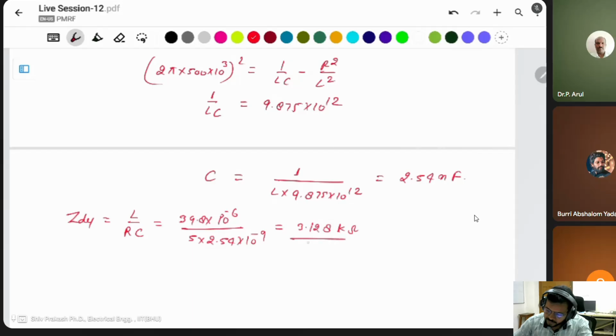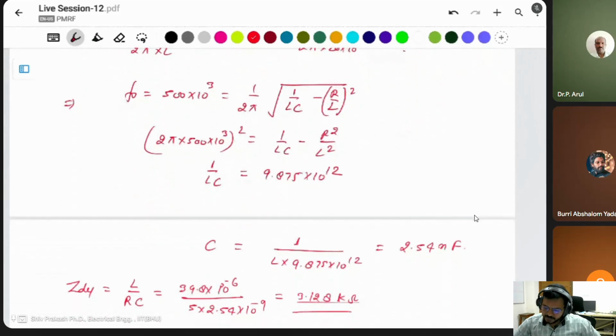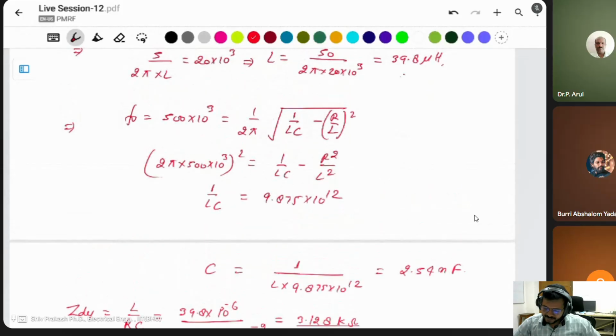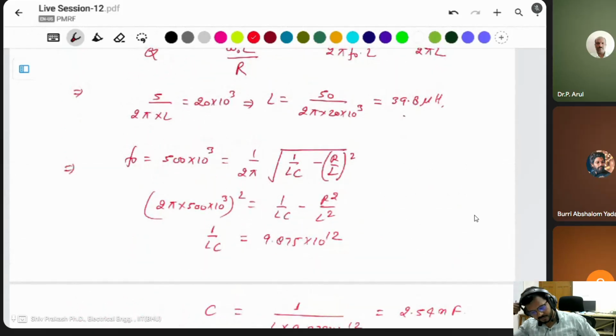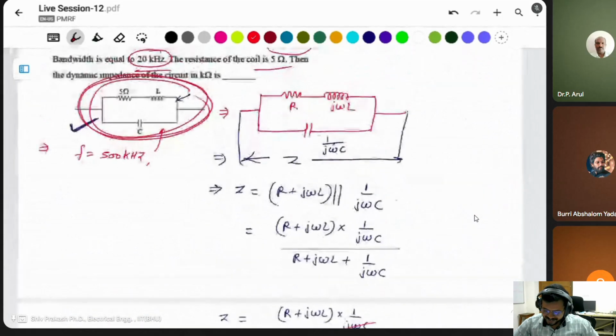Sir, for this problem, it will take nearly 20 minutes. Sir, how is it possible in the examination? Even if you know the formula, we can substitute the value of L separately and use another formula for finding C. This type of problem takes more time, and we are also not using a physical calculator. Sir, please consider this.